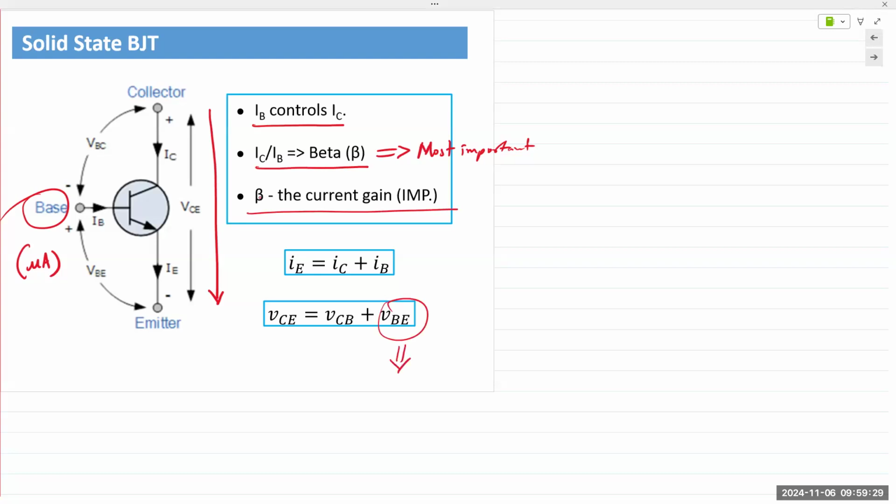What is the value of VBE? If it's a forward bias junction between the base and the emitter, what would be the value of VBE?